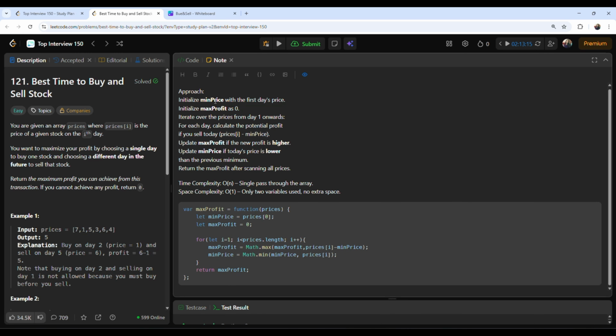Again, just a quick recap. We have to track the minimum price seen so far. We have to maximize the profit in every iteration, and then we return the maximum. We have to update the value, and then we return it. And obviously, since we are doing it in one pass, the time complexity is going to be O(n).